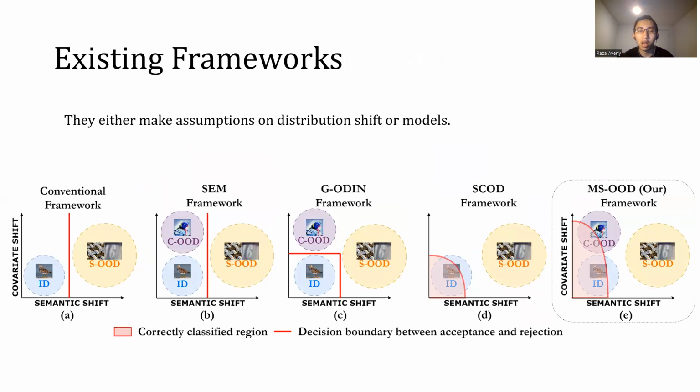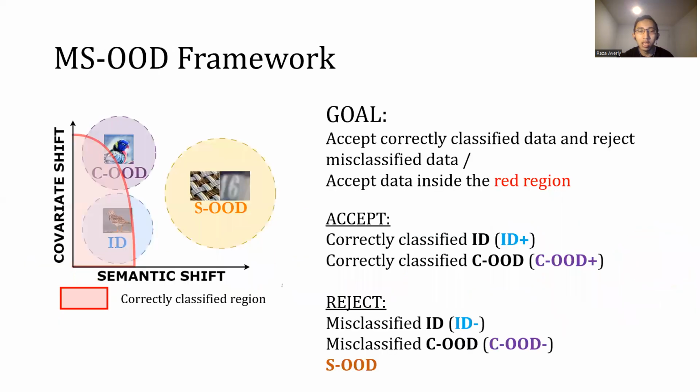We can also see that previous frameworks impose an assumption either on the distribution shift or on the model itself. In our framework, the goal is to accept the correctly classified ID and covariate data, and to detect or reject the misclassified ID and COOD data and all of the semantic shift data.